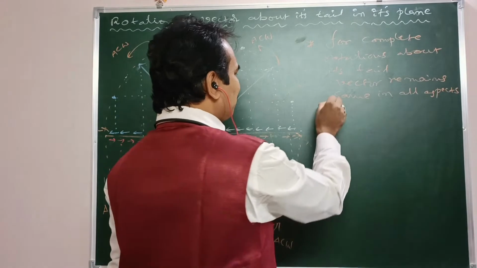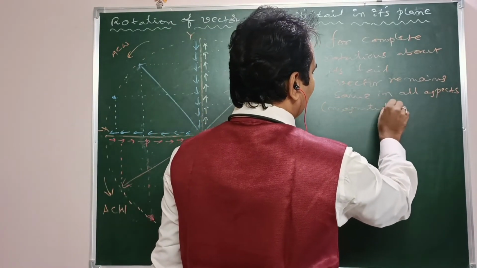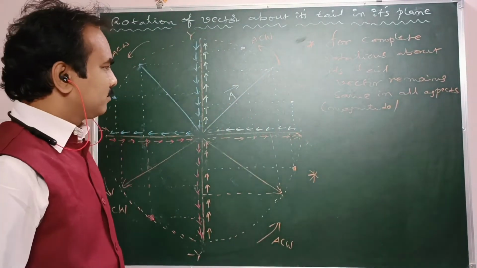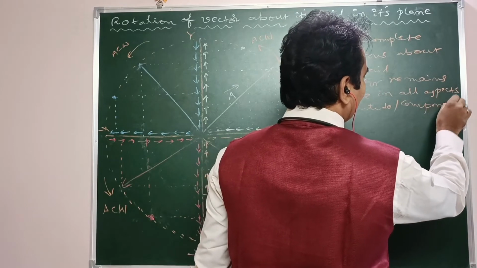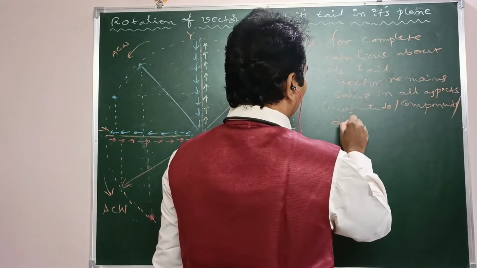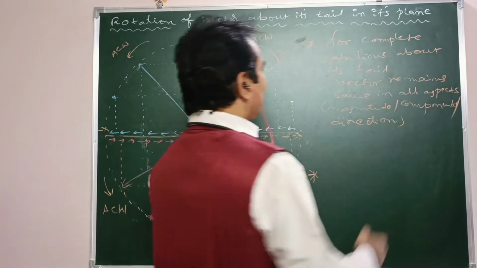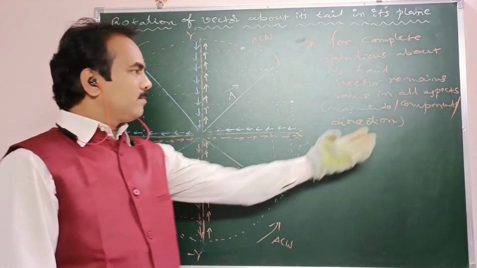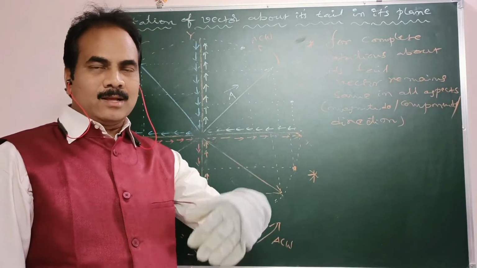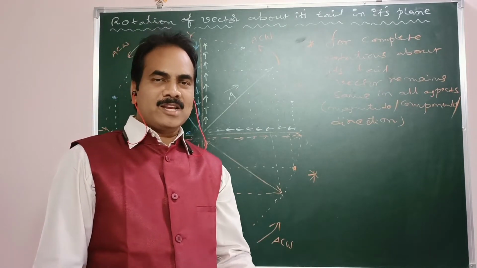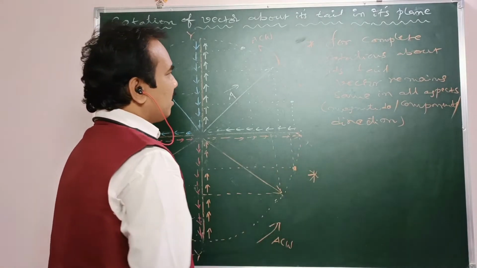In all aspects means total magnitude or components, otherwise direction. No change in any aspect. Total magnitude remains same, components remain same, direction also remains same as far as complete rotations are concerned. One rotation or two rotations or three rotations like that. No change in all aspects.